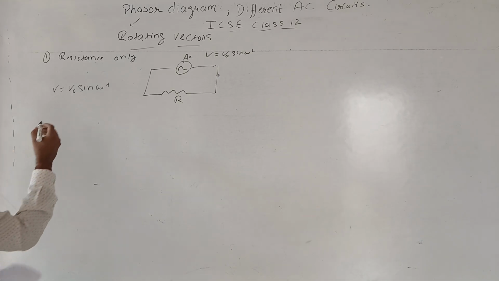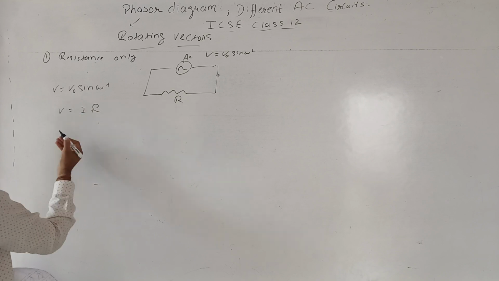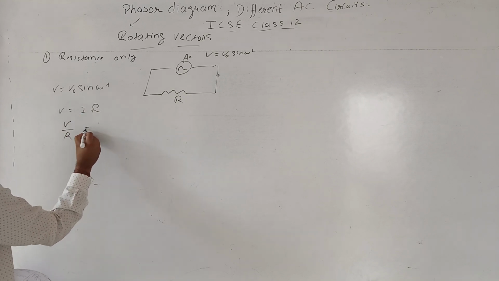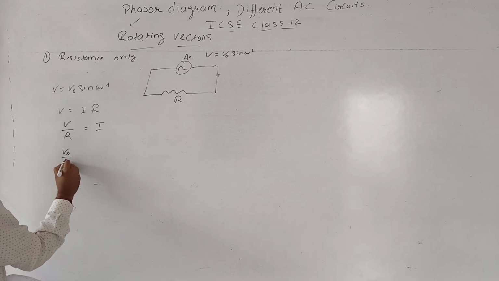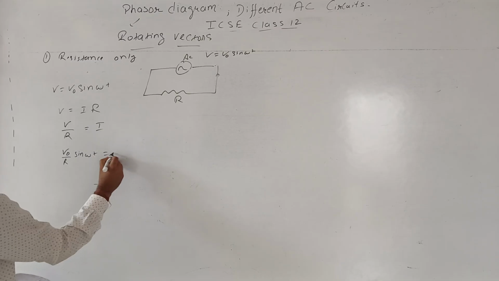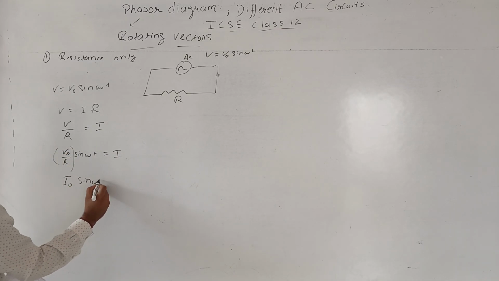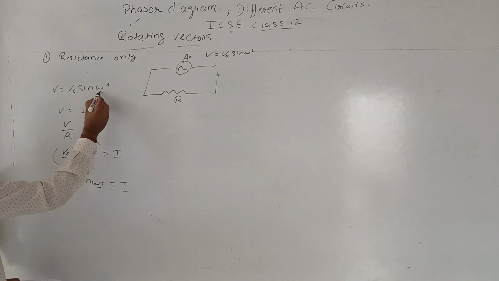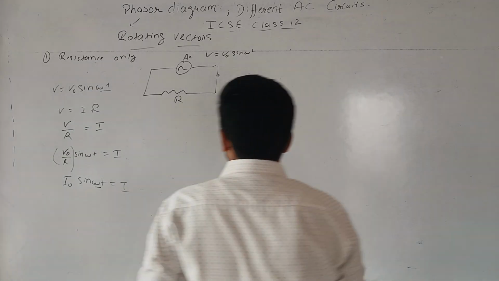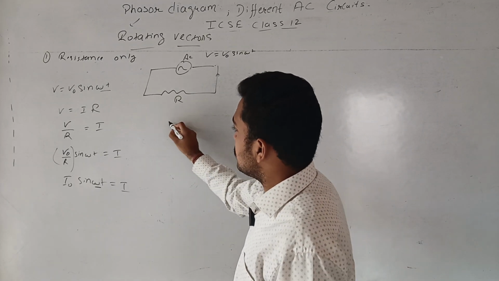So for the current, we know the relation for a resistance: V is equal to I into R. So V by R is equal to I. V by R is V naught upon R sin omega t, equal to I. Let V naught by R be equal to I naught, so I is equal to I naught sin omega t, and V is equal to V naught sin omega t. It means this is the angle omega t and this is the same. So the angle between the potential and the current is the same for the resistance only circuit.